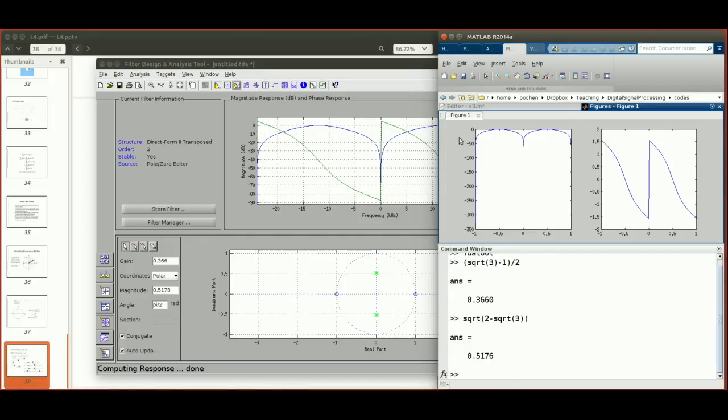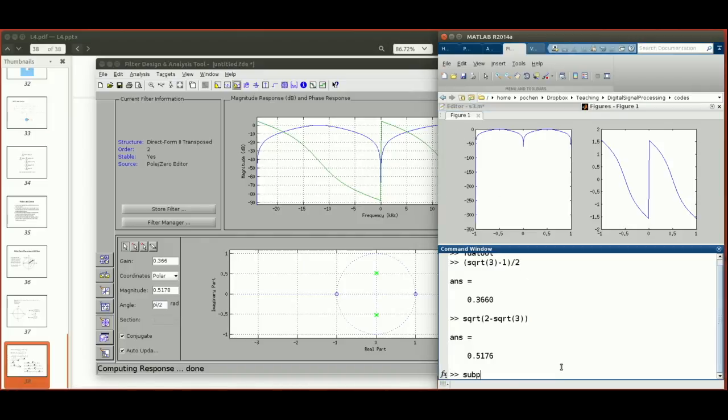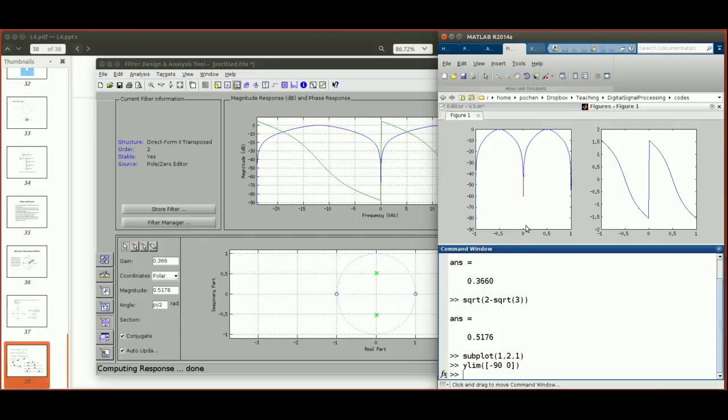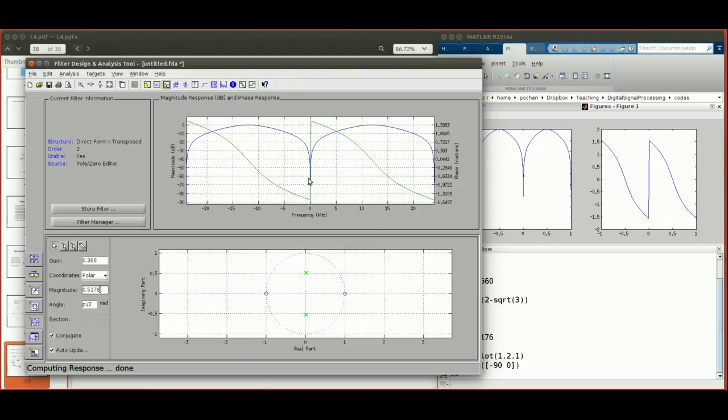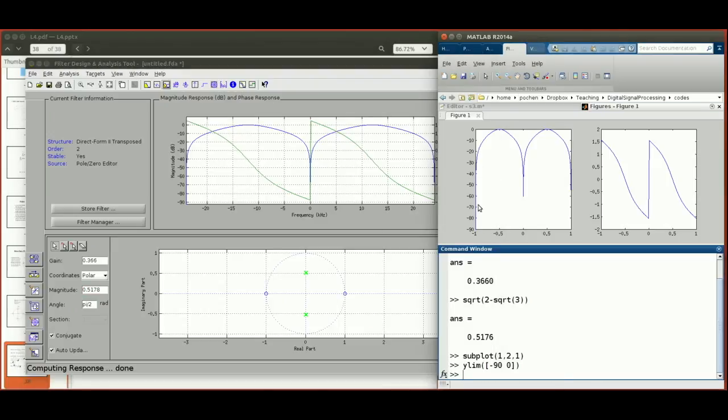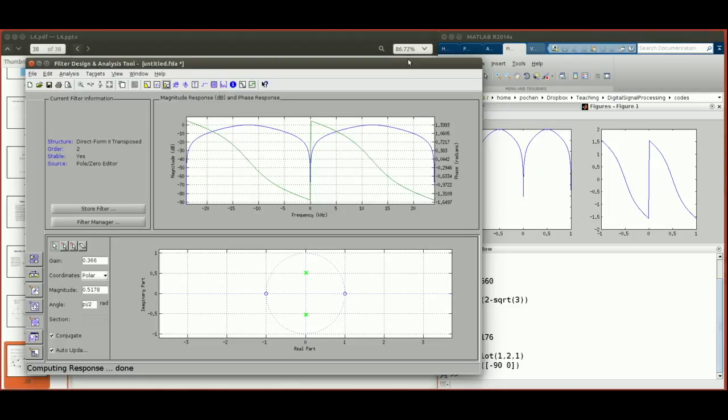The range of the y is slightly off, so for subplot 1 to 1, right? Y lim, let's go from like minus 90 to 0. Right. So that makes the figures more compatible with this figure, right? Even though the ratio of the plot is slightly off, these two plots are actually equivalent, right?